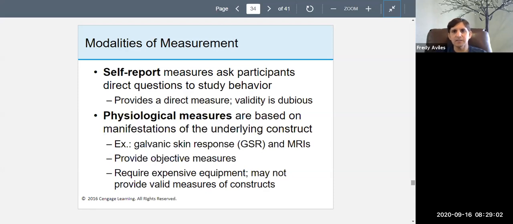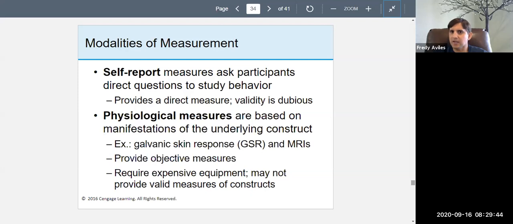Self-report measures ask participants direct questions to study behavior. It doesn't always have to be behavior. It could be things that they believe or things that they feel as well. But it's a direct measure, right? You ask them, how do you feel on a scale of 1 to 5 about your ability to do math? Or how good are you at math? Rate your self-esteem on a 1 to 5 scale or something like that. Or just something like, what is your sex, male, female, other? Those are all self-reports. It's basically when people answer questions from a questionnaire, from a survey. So it's a direct measure.